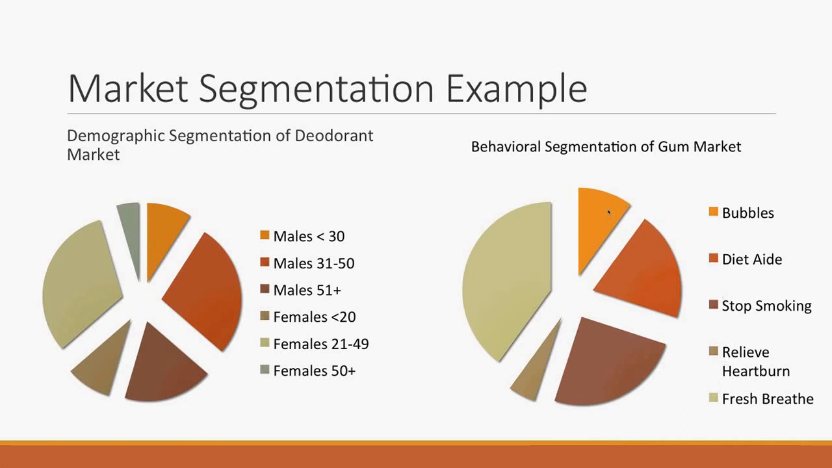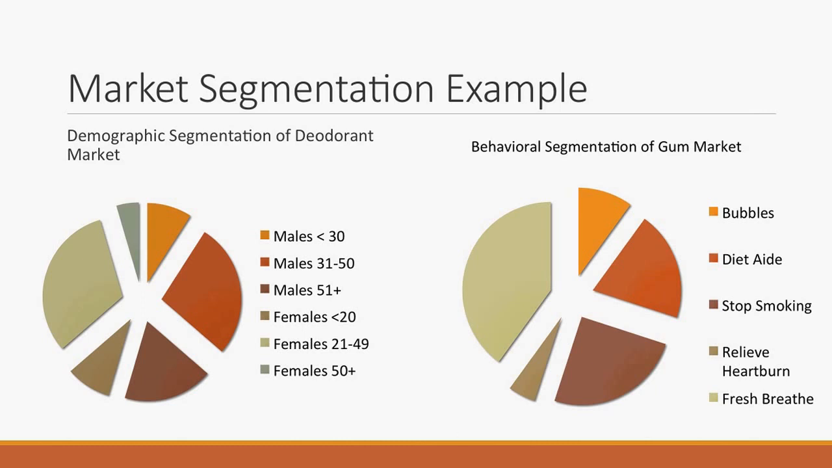Some might want to blow bubbles, while others might want to keep from eating. Others might want to keep from smoking or to get fresh breath. And there might even be very small segments that might chew gum to do something like relieve heartburn. In fact, there are a number of brands that are targeted to each of these particular categories. Nicorette, for example, Bubblicious, for example, Ice Gum, for example. I don't think at the current time that there is a gum targeted to people who chew gum to relieve heartburn. So that might represent an opportunity for marketers, particularly if gum is related to their mission.